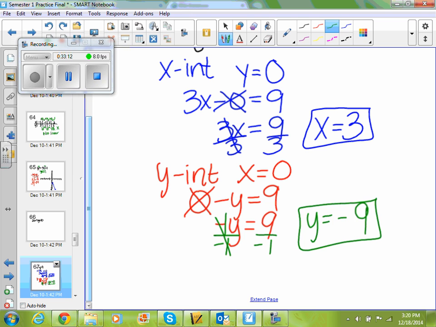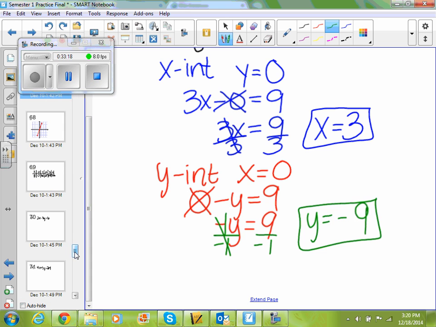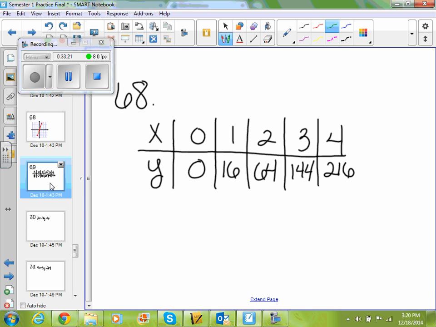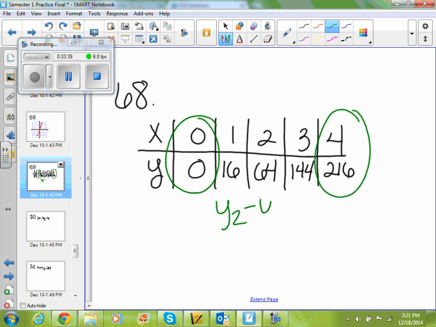Okay, we're going to skip 67 because it didn't copy right, so you can't see the line, so you can't find it. So then we are almost done. If we go to 68, we're finding rate of change for the data in the table. So we're going to use our first point and our last point, and we're going to use our slope formula. So put this on your paper. Our slope formula is y2 minus y1 over x2 minus x1.